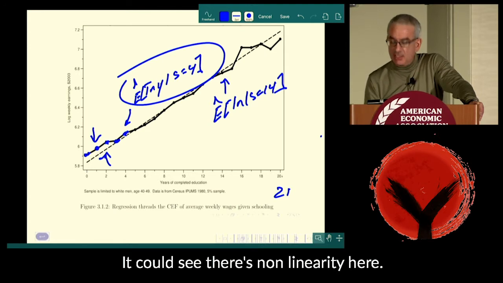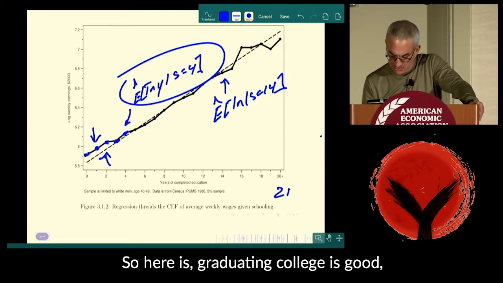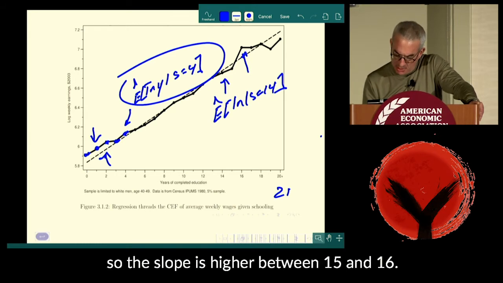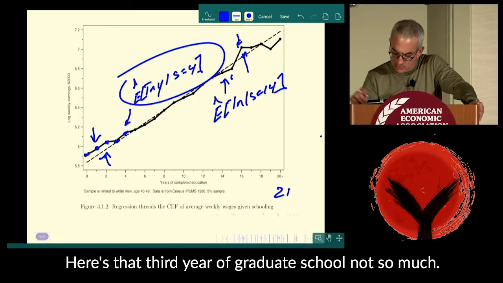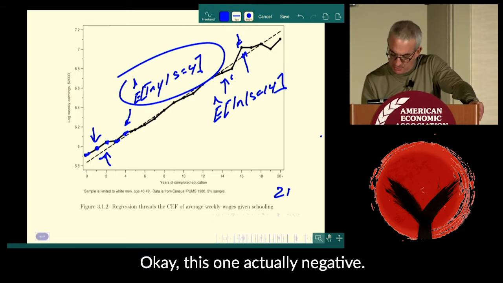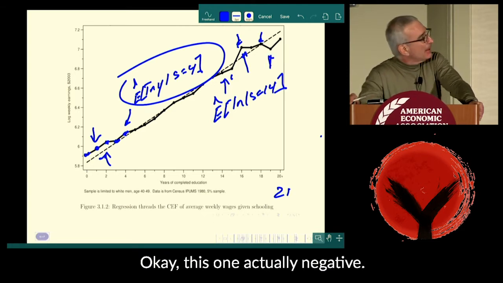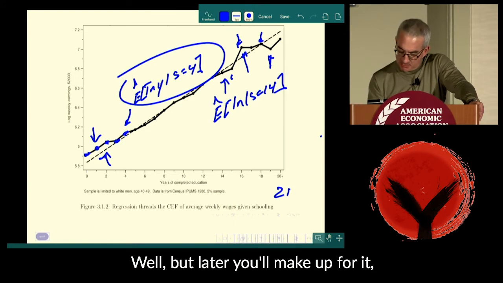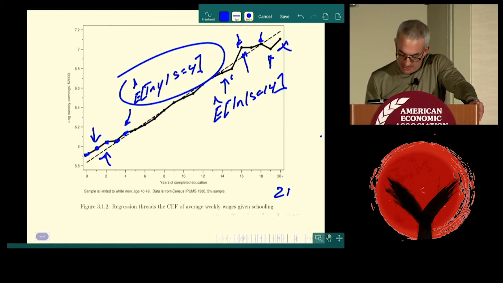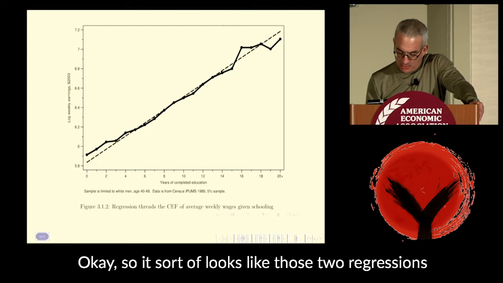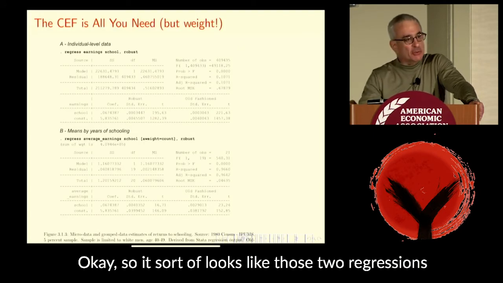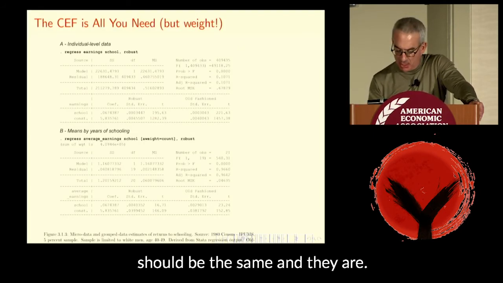You could see there's nonlinearity here. So here, graduating college is good. So the slope is higher between 15 and 16. Here's that third year of graduate school, not so much. This one is actually negative. Well, but later you'll make up for it, though not perfectly. So it sort of looks like those two regressions should be the same, and they are.